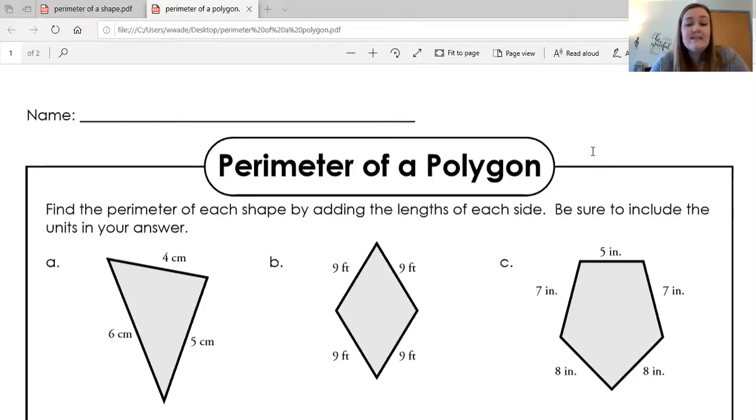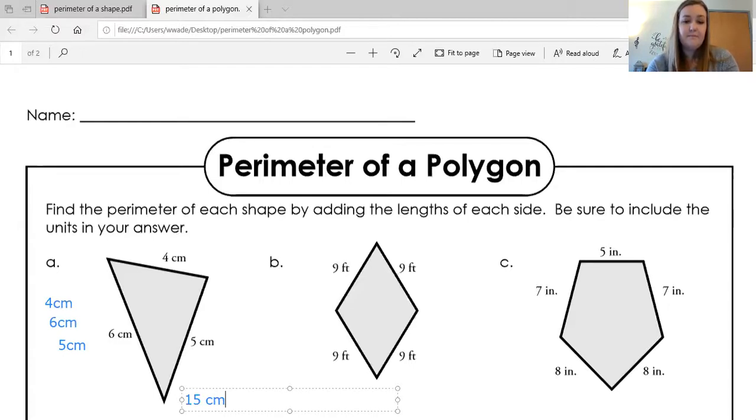So as the Math Antics video showed you, to find the perimeter, all you have to do is add the sides. So here on A, I'm going to add 4 centimeters plus, let me see what it says, 6 centimeters plus, over there I have 5 centimeters. So then if I go ahead and add all those together, I get a total of 15 centimeters.